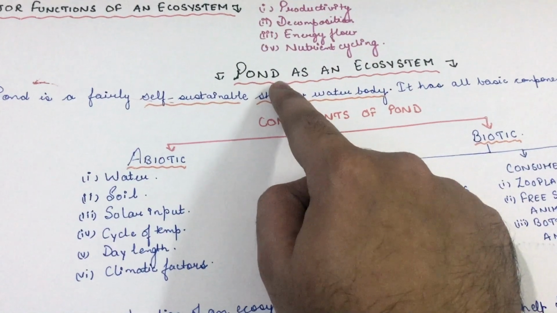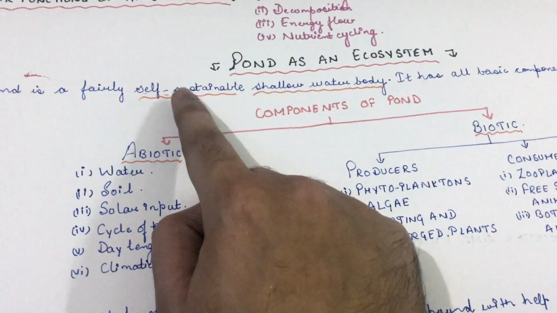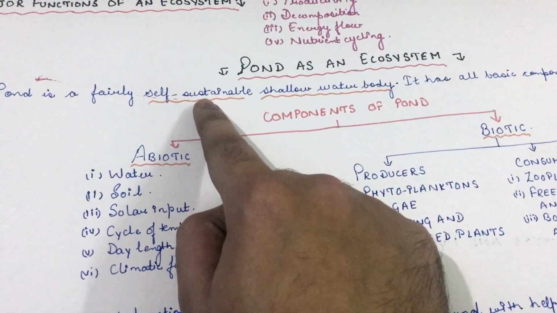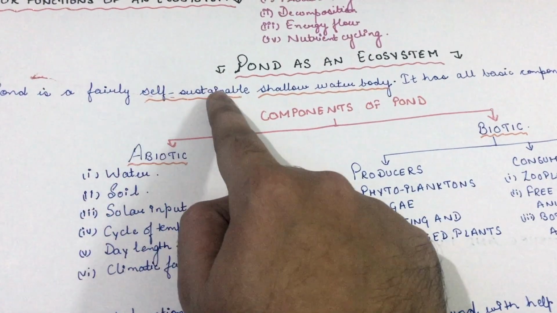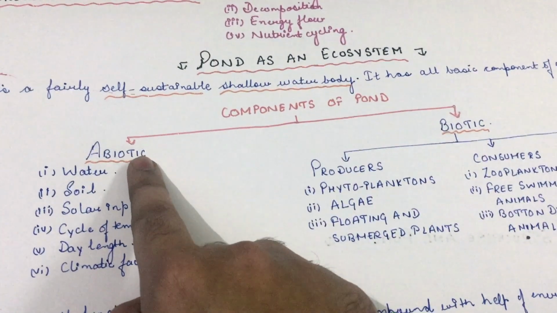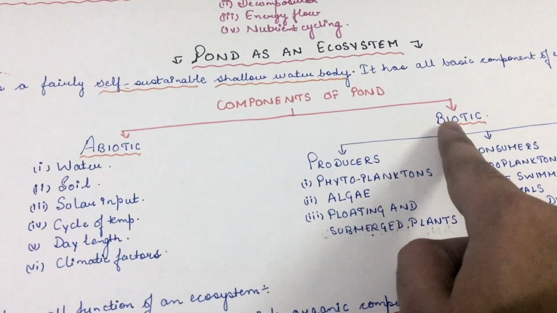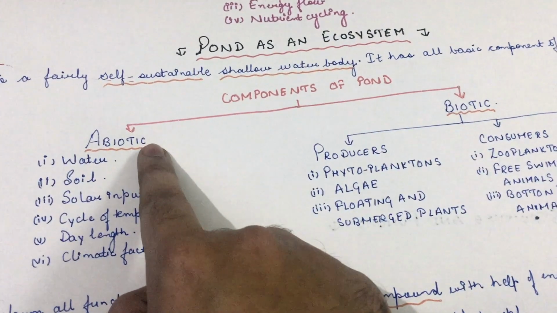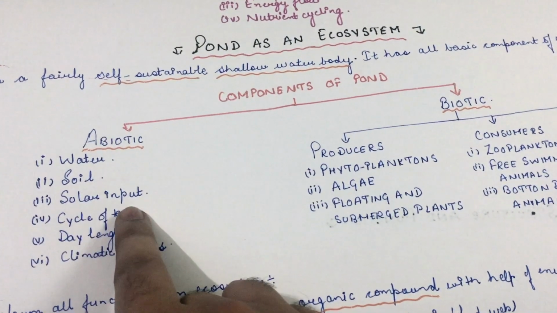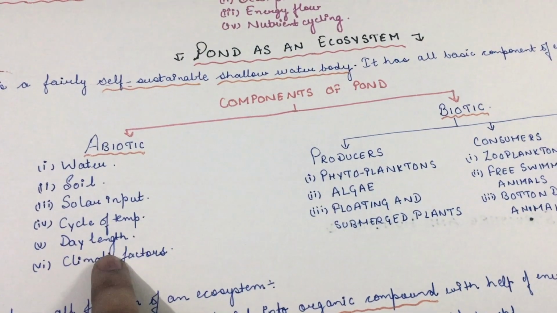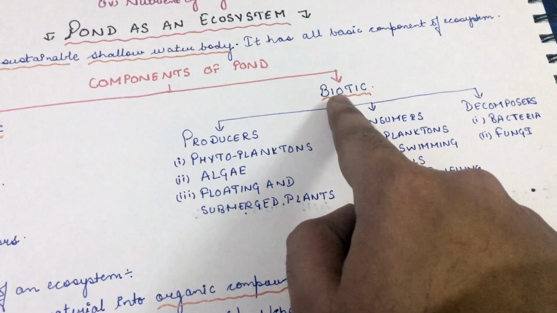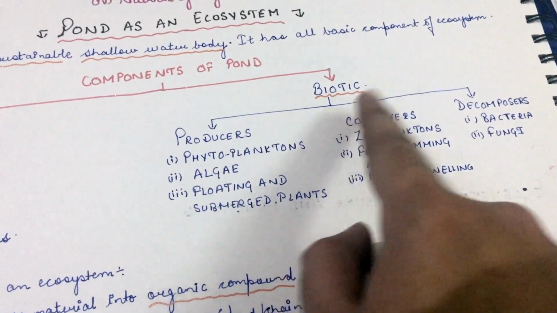So why is pond considered as an ecosystem? Number one point, it is self-sustainable, meaning it can maintain itself without any external help. Pond is a fairly self-sustainable shallow water body. It consists of all the abiotic and biotic components which an ecosystem should have. The abiotic components of the pond are water, soil, solar input, cycles of temperature, day length, and climatic factors. Whereas the biotic components, meaning living components of the pond, are producers, consumers, and decomposers.